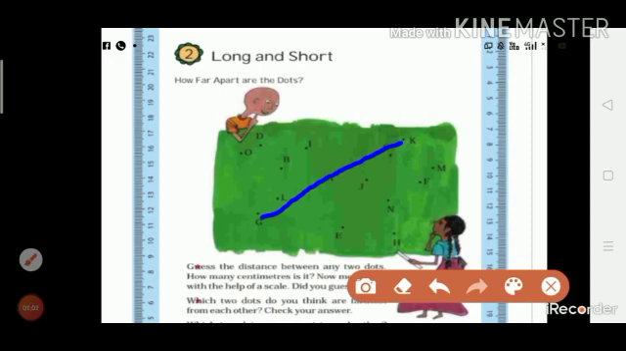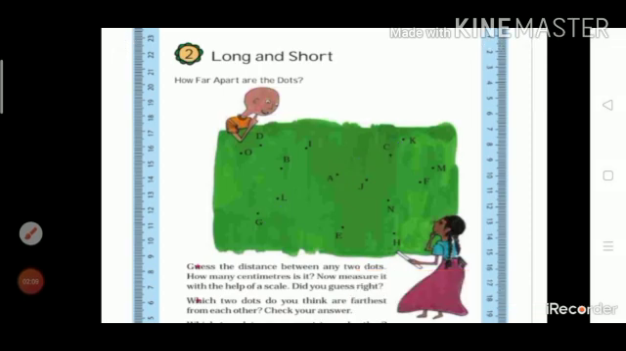Understood, students, how to measure the distance between two dots? These two dots are farthest from each other. We can say another example is D and H. They are also farthest from each other. The same way you have to measure it.